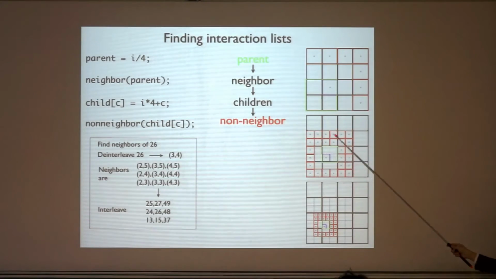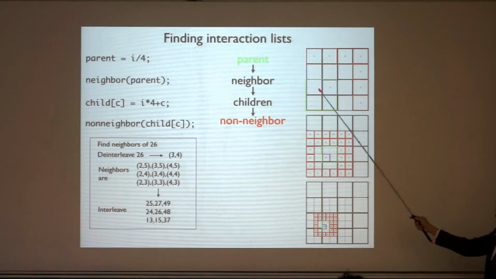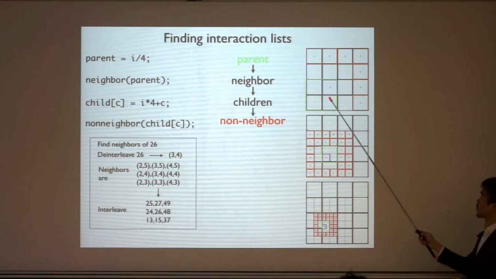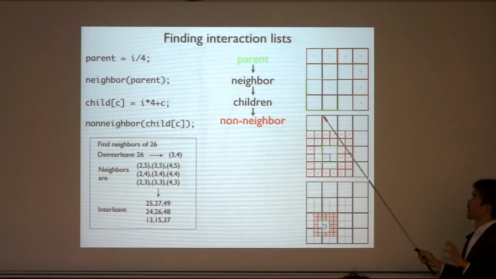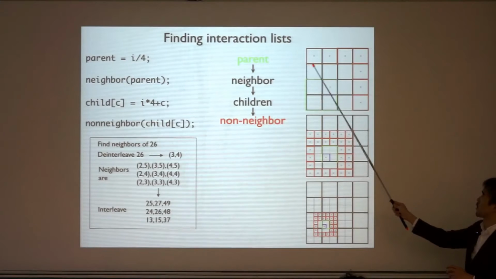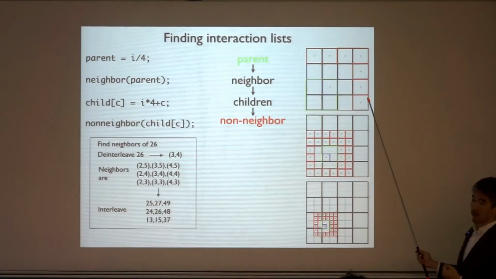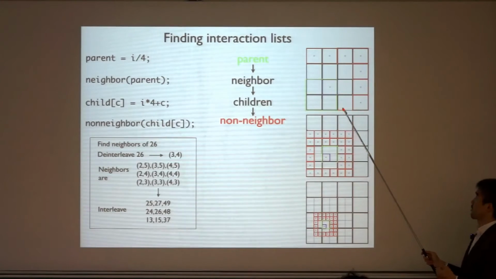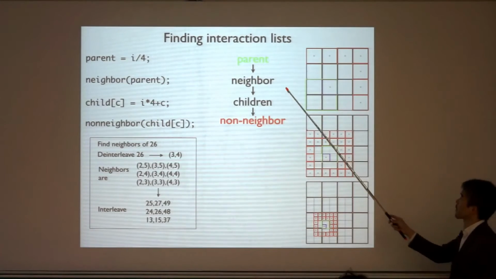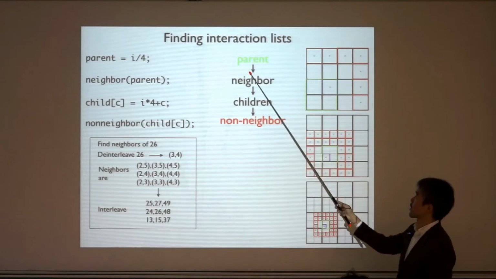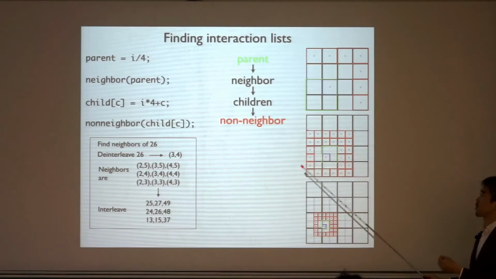Yesterday, I explained that for the multipole expansion to local expansion translation, you need to find the far interaction boxes. So you need to detect which one is far, and the definition of being far is non-neighbor. So if you can find your neighbors, you can find these red boxes by definition, right? So the first operation is to find your parent, because first you want to find your parent's neighbors. Okay?